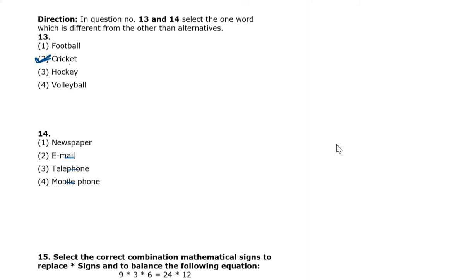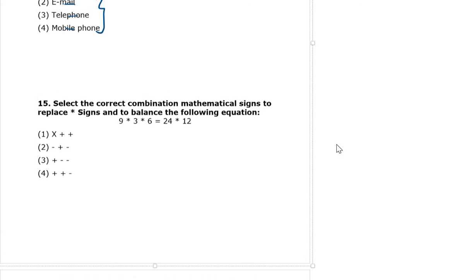Come to the next question. What is the odd one out? Newspaper, email, telephone, mobile number. Newspaper. Clearly it is showing newspaper. The rest of the things are electronic items. Okay. Come to the next question.